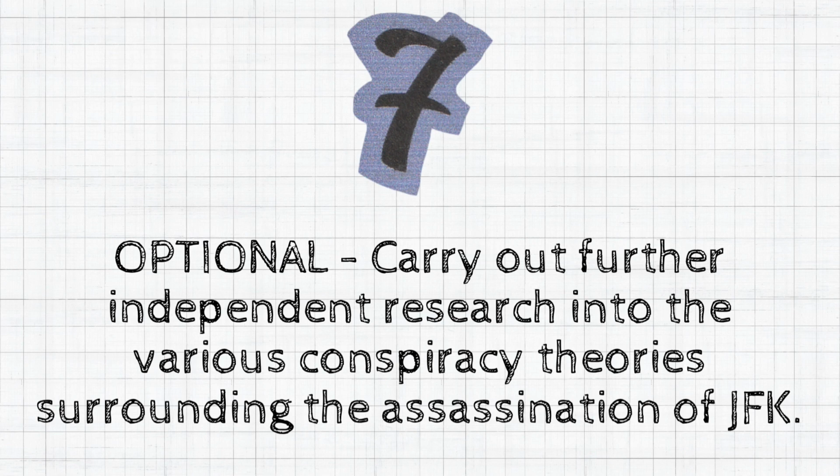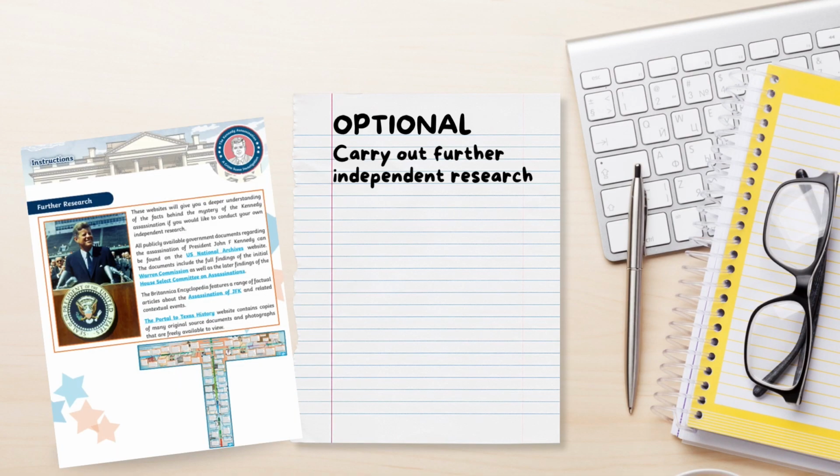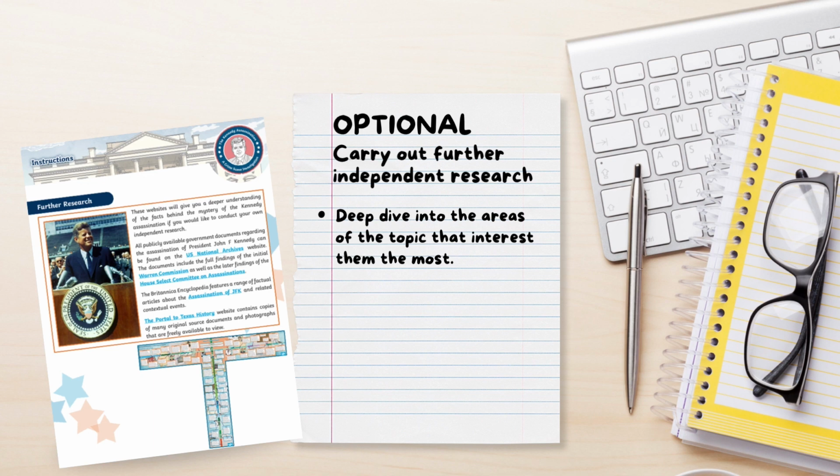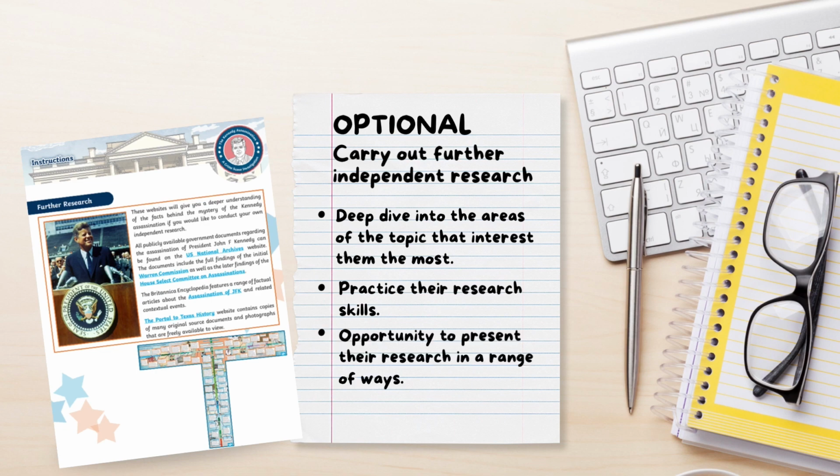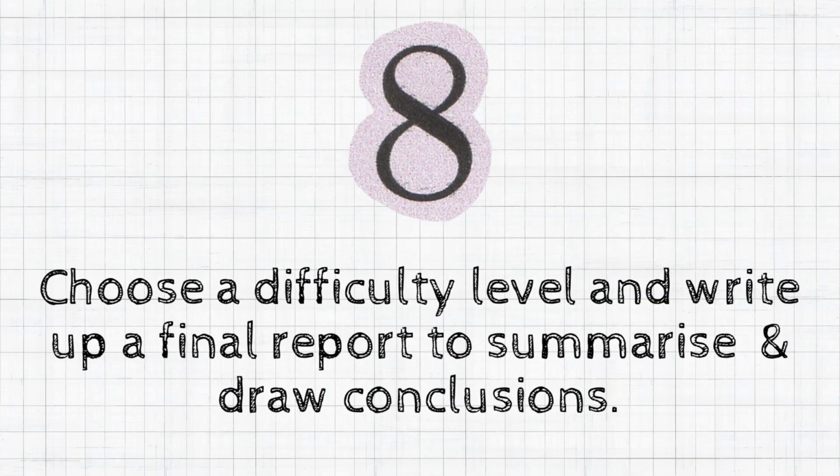All of our CSI resources encourage the option of expanding their research further. So instruction number 7 is to carry out further independent research into the various conspiracy theories surrounding the assassination of JFK. In the resource pack, you'll find a page to support this with lots of useful links. This is your child's opportunity to deep dive into the areas of the topic that interest them the most, to practice their research skills, and it also gives them the opportunity to present their research in a range of different ways. Still with me? We're at the final instruction.